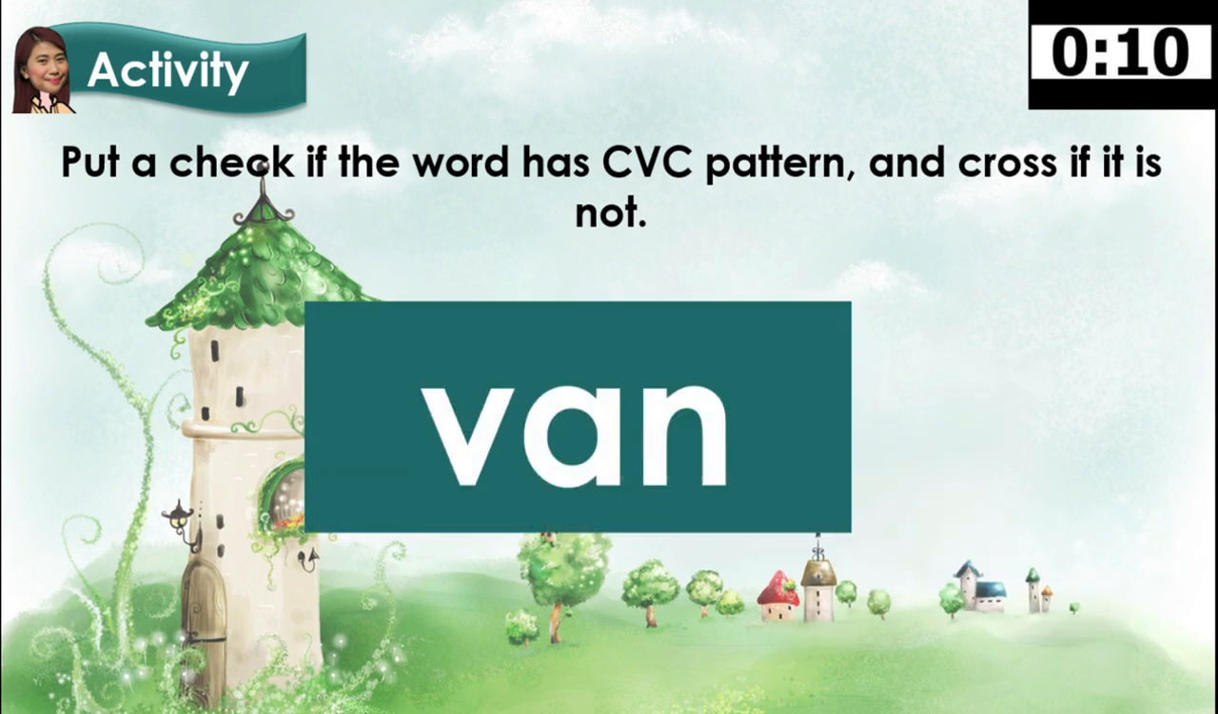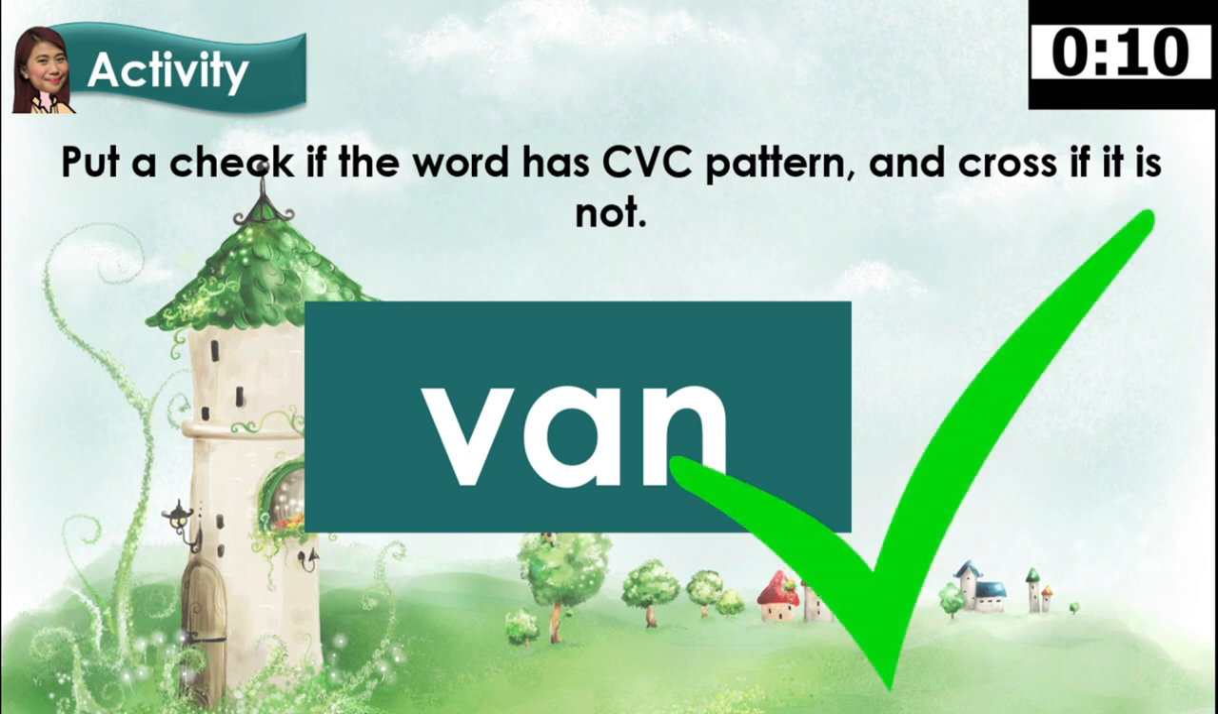Next word, van. What do you think is the answer? Is it a check or a cross? Comment now your answer. And the answer is check. Correct, because the word van has a CVC pattern.